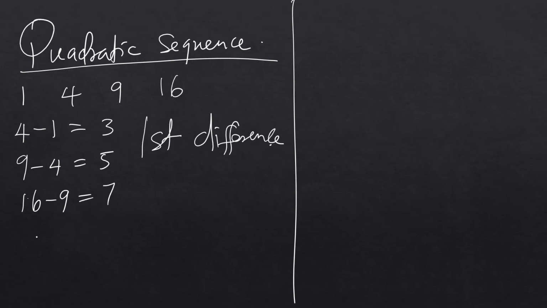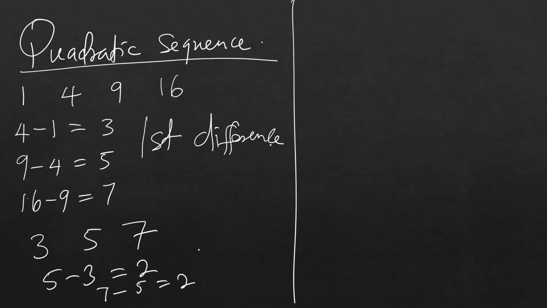Now, look at what happens. We have 3, 5, 7 as a new sequence. Therefore, for the second difference, we have 5 minus 3, which is 2. Then 7 minus 5, which is also 2. So the second difference is now constant. The first difference was not constant. The first difference built a new sequence. Then the second difference gives you that constant term you are looking for, which is very similar to an arithmetic sequence or geometric sequence.